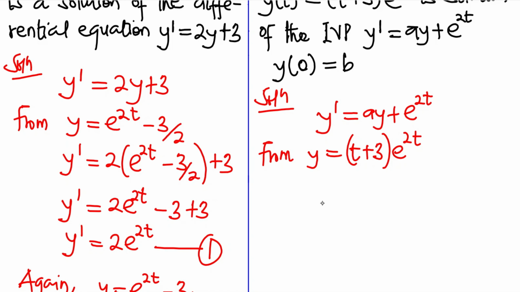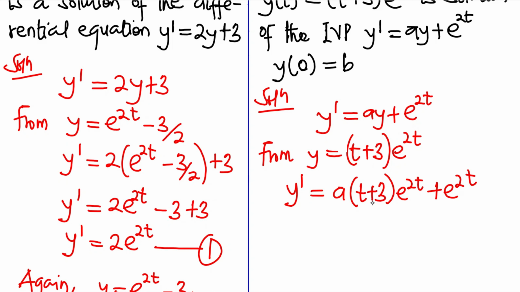So our solution continues, and here it means that our y prime now becomes a multiplied by y, but we know y to be the same thing as (t + 3) multiplied by e^(at), and then from the differential equation there is plus e^(at), so we add it, that gives us plus e^(at). So our solution ends here for this. So let's call this equation 1.